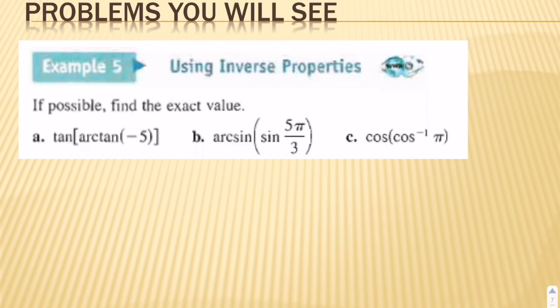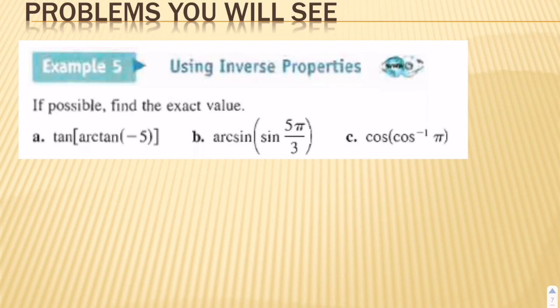The reason why is because you want to think about the fact that the domain of the inverse tangent function is negative infinity to positive infinity. So is it possible to get negative 5? Yes, it is. If you take the arctangent of negative 5, you get some angle, and you take the tangent of that angle, and it will give you negative 5. So for A, the tangent of arctangent of negative 5 is negative 5.